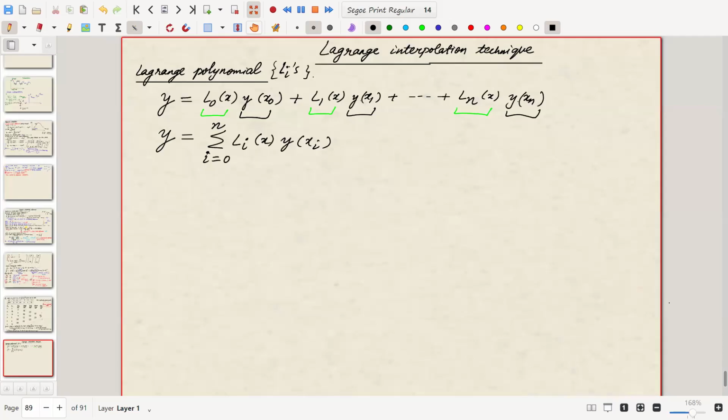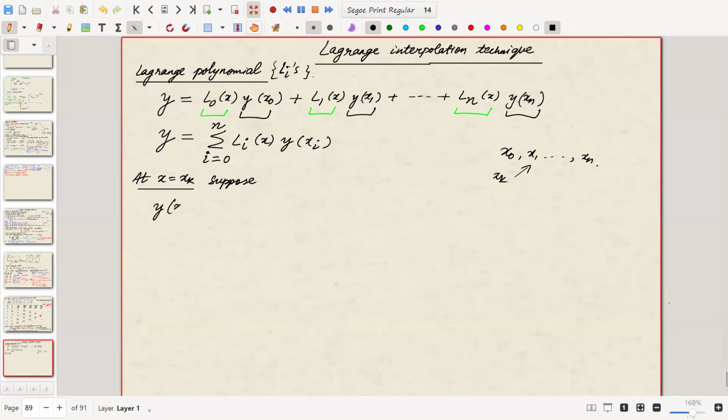So how can we find these Li's? That is the question. What we can do is substitute the x points which you already have. What points do you have? x0, x1, and so on till xn. Take any xk from this. What is the value at that xk? What is y at xk? Can anyone tell? At x equals xk, suppose.